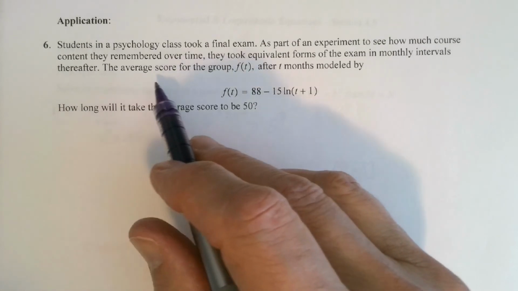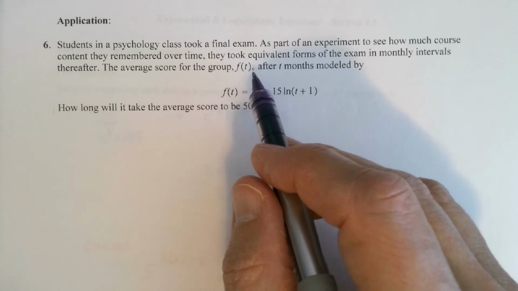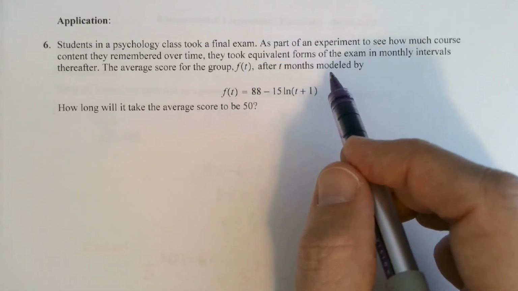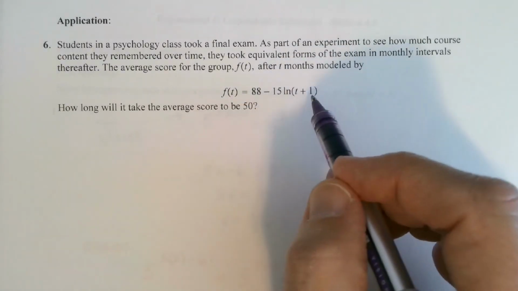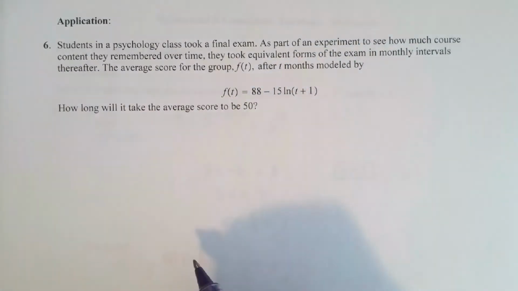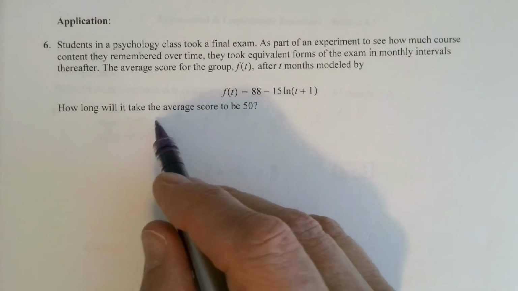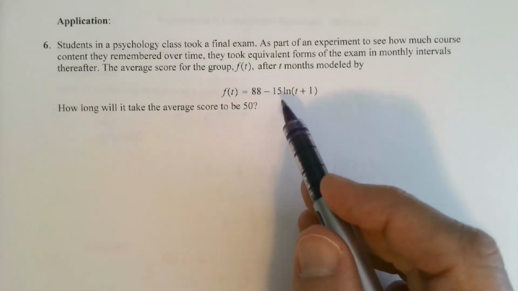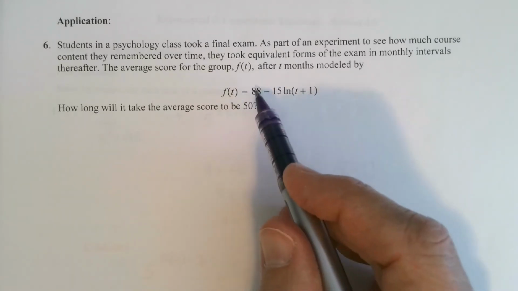At any rate, the average score for the group is the function f of t, where t is the number of months after the initial final exam was taken. So how long will it take the average score to be 50? Notice as t increases, the natural log of t plus 1 gets bigger and bigger, and we're subtracting from 88.